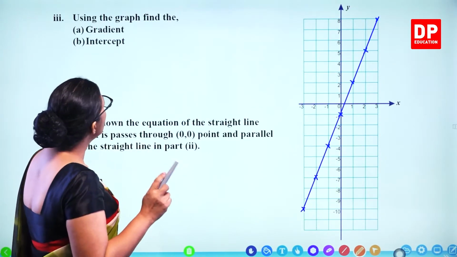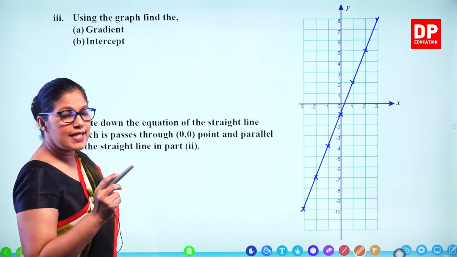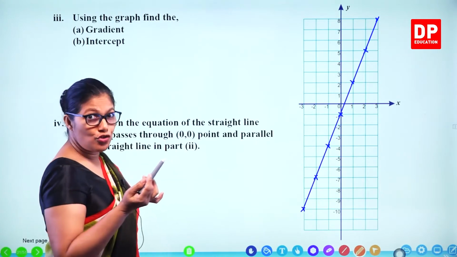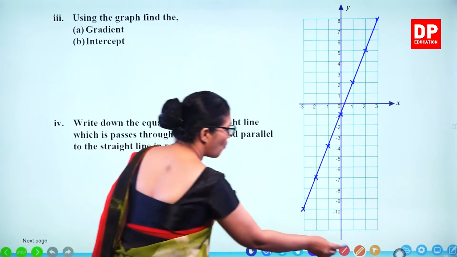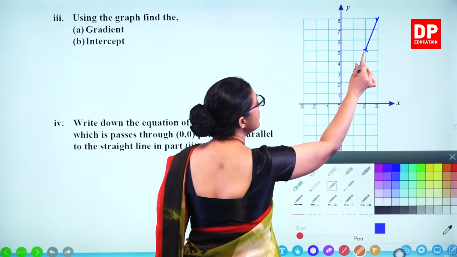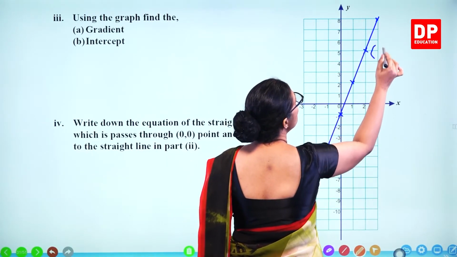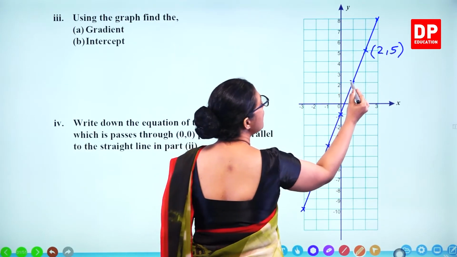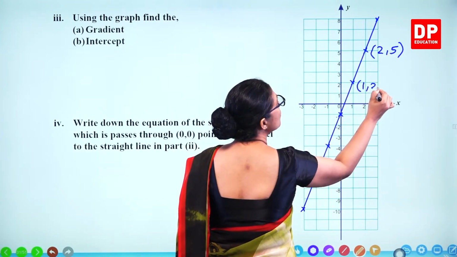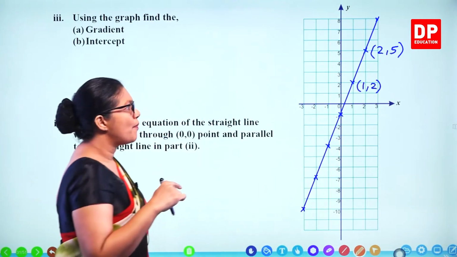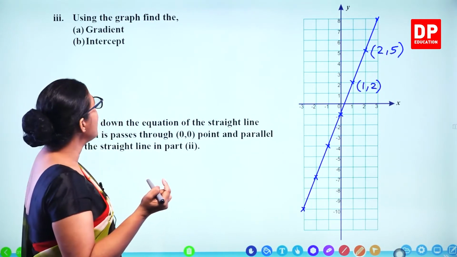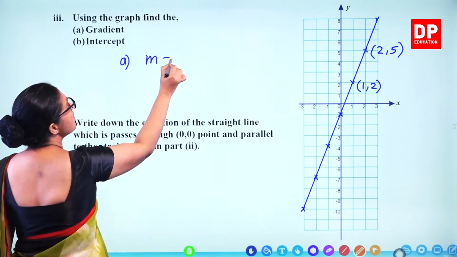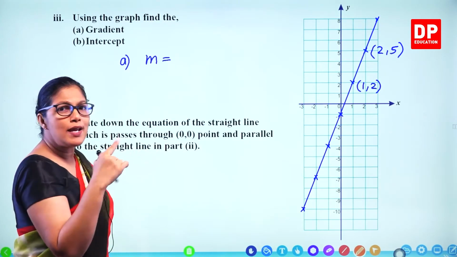Next part, using the graph, find the gradient and intercept. So gradient, how do you do it? You need 2 points. We'll take 1 point as this one. What's this point? 2 and 5. What's this point? 1 with 2. After you get the 2 points, you can find out the gradient.